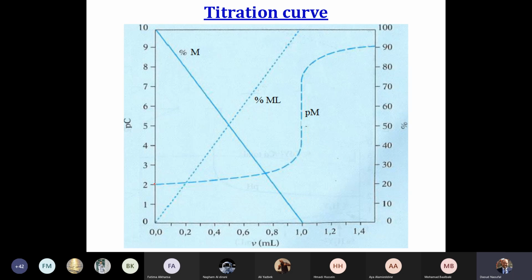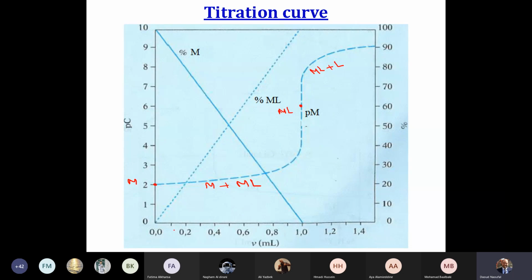At t equals 0, what are the species present? Here we have M. When we add L, M will decrease. So at equivalence, we have ML. After equivalence, we have ML plus L. Between this point and equivalence, we have M plus ML. So these are the domains of predominance.